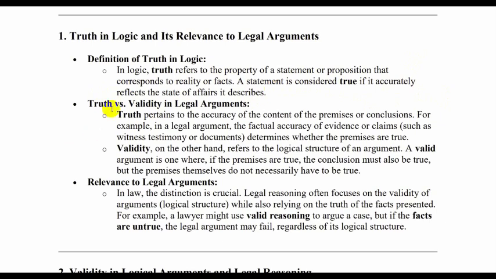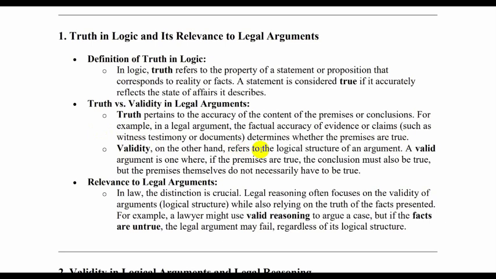Now let's look at truth versus validity in legal arguments. So truth pertains to the accuracy of the content of the premises or conclusions. So it basically means how true is the premise or the conclusion. The accuracy of that is the truth. For example, in a legal argument, the factual accuracy of evidence or claims such as witness testimony or documents determines whether the premises are true.